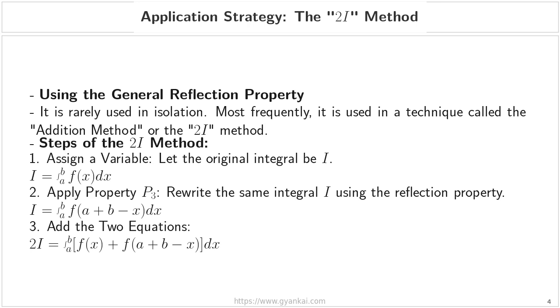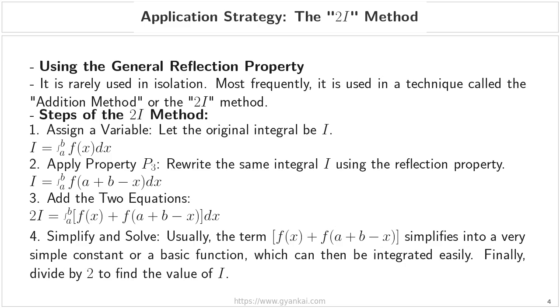Step 3. Add the 2 equations. This is the core of the 2I method. We now have 2 expressions for I. We add them together. This gives us 2I equals the definite integral from a to b of the quantity f of x plus f of a plus b minus x dx. Essentially, we're adding the original integral to its reflected counterpart.